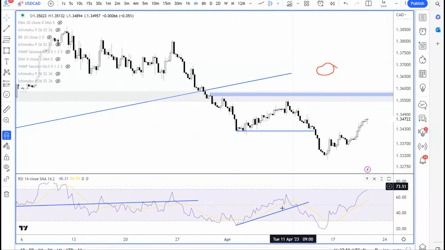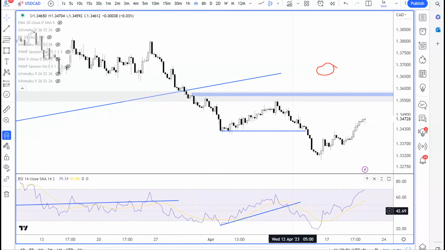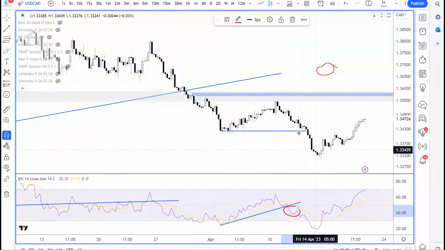You can see this area, right? So price continues forming a higher low, higher high. And once there's a break of your RSI over here, this is also accompanied with a downside that we're seeing on the 4 hours time frame.